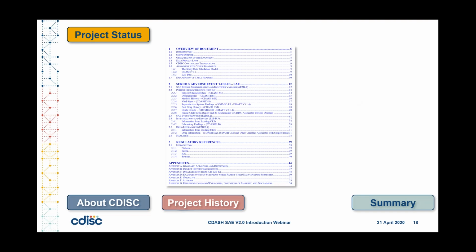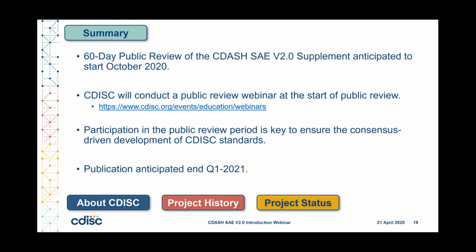That's something we will show more in the public review webinar later on this year. But really just give you the background and where we're up to in this project. So a couple of key points that I think would be really useful to relay as part of the summary is that the anticipated review is October for the public review. It's a 60-day public review.